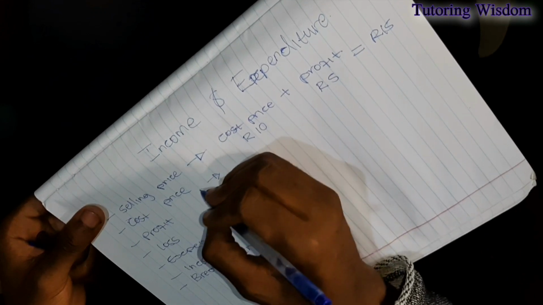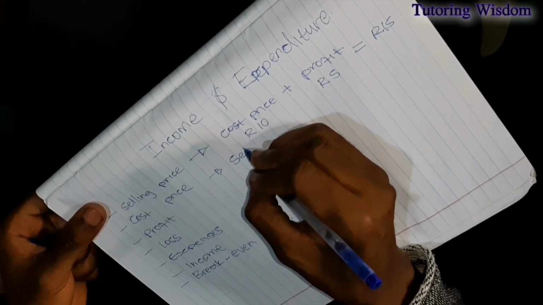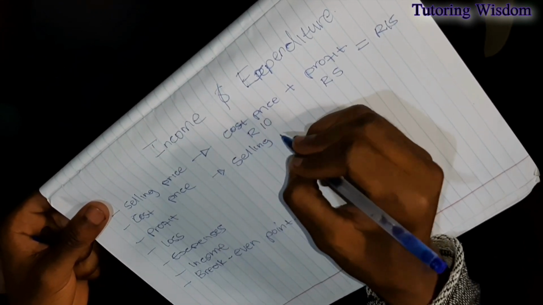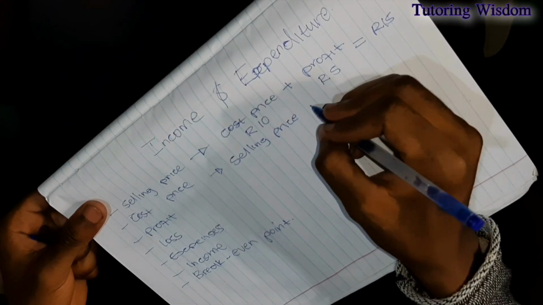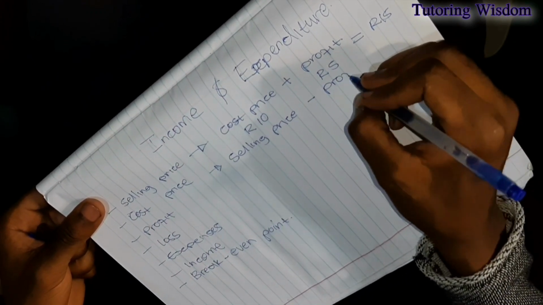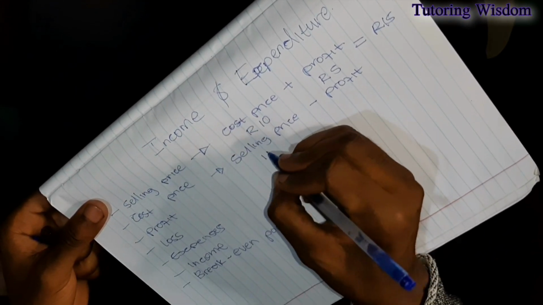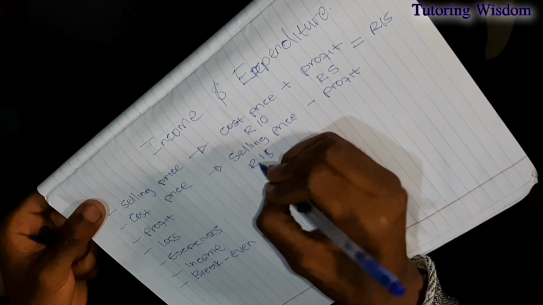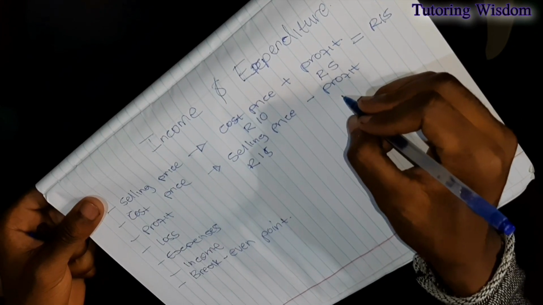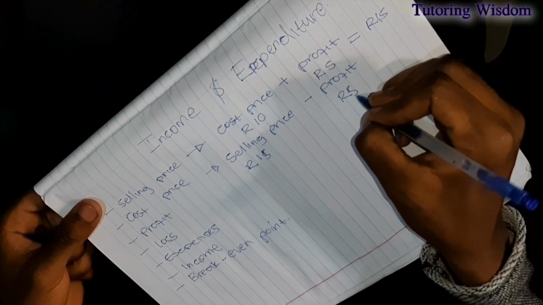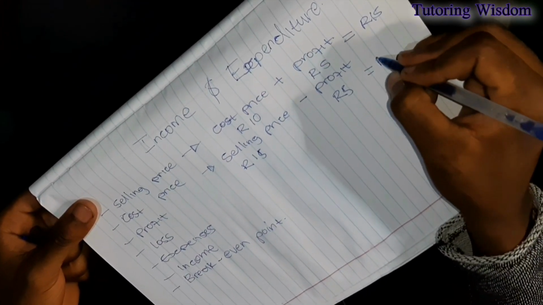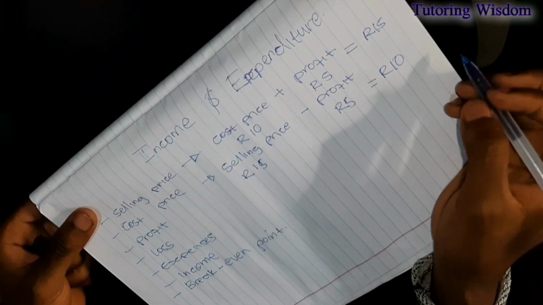you take your selling price and subtract your profit from your selling price, which will give you your cost price. So that will be 15 rands, which we said is our selling price, minus your 5 rand profit, which equals 10 rands cost price.